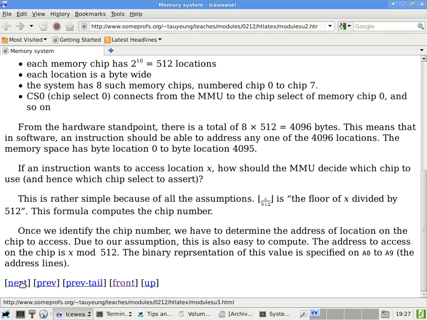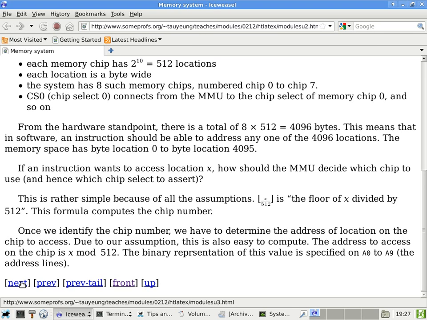And that's why we can share the address lines with all the chips, and we can share the data lines with all the chips. It's because only the chip that has the chip select line activated or asserted will actually respond to the MMU's request.